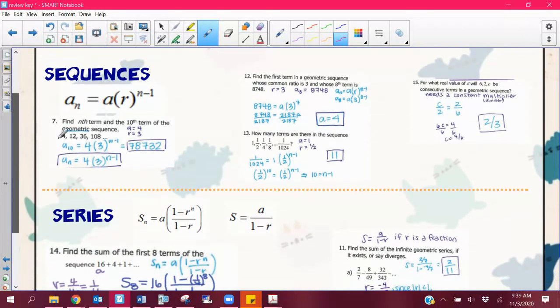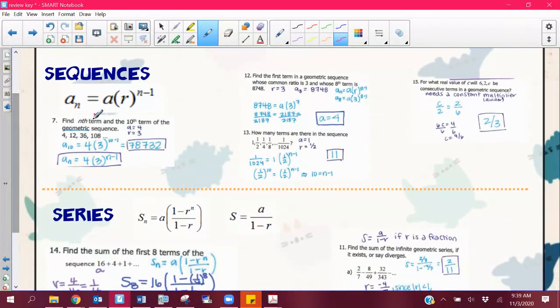So if they ask me to find the nth term, remember nth term just means find the formula. So we want a sub n and the 10th term, so the nth term and the 10th term. So when you plug in to this, you would just go ahead and say my first term is 4. My common ratio is whatever it is, and then to the n minus 1. Again, if you can't see the common ratio off the top of your head, that it's multiplying by 3, don't worry, I can't sometimes.